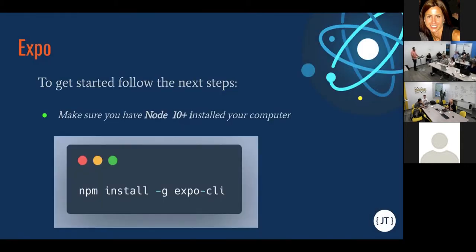All right, the next couple of slides are the steps you need to follow to get Expo installed on your computer. The first note is that you need to have Node installed, version 10 or higher. Once you have that installed, from your terminal, whether it's a Mac or Windows, you just run npm install and do a global install for your Expo CLI.